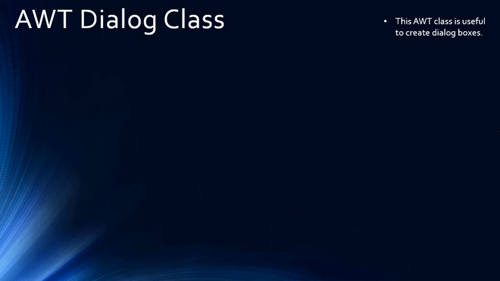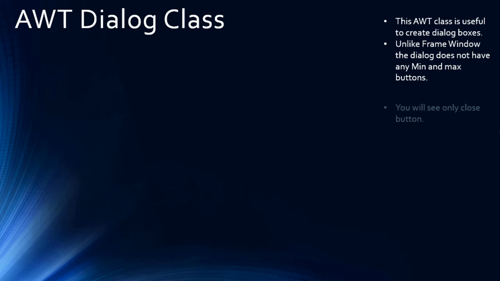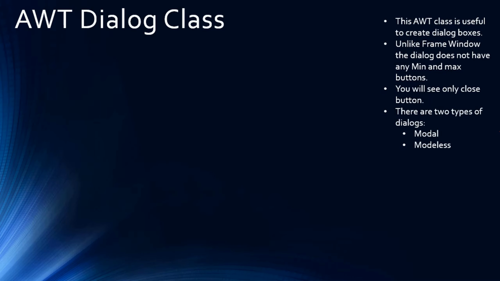AWT Dialog class. The Dialog class is exposed inside the java.awt package. This class is useful to create dialog boxes. Unlike a frame window, the dialog does not have minimize and maximize buttons. That means you will have only the close button. Actually, there are two types of dialogs: one is a Modal dialog and the other is a Modeless dialog.